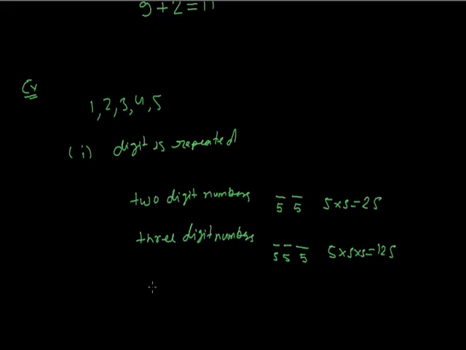Now the last is 4 digit numbers. So you have 1, 2, 3, 4 places. First of all we can fill them 5, 5, 5 and 5. Now according to the principle of multiplication, 5 into 5 into 5 into 5 is equal to 625. Now these are the numbers between 10 and 10,000.